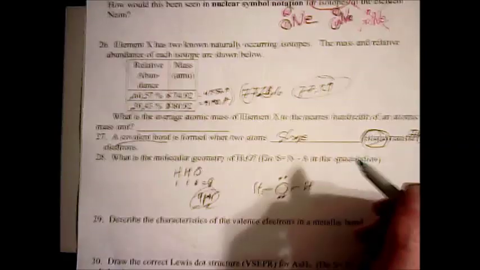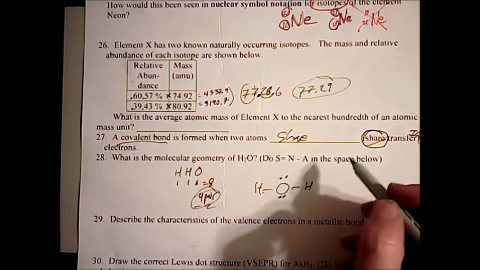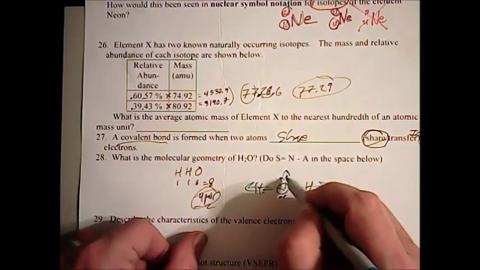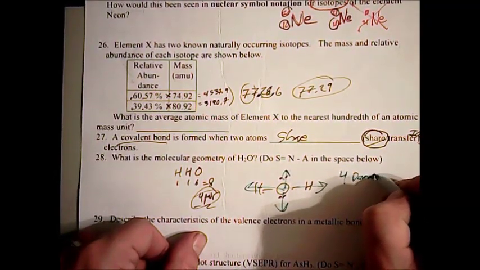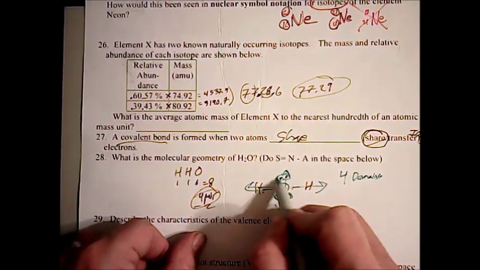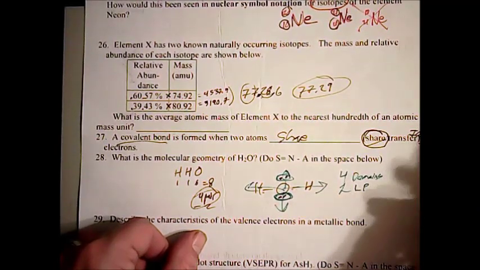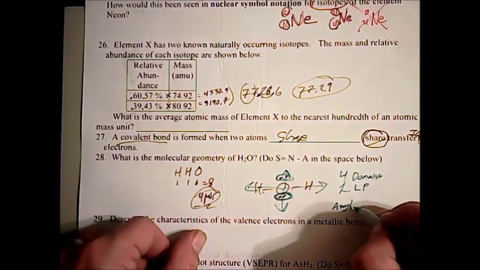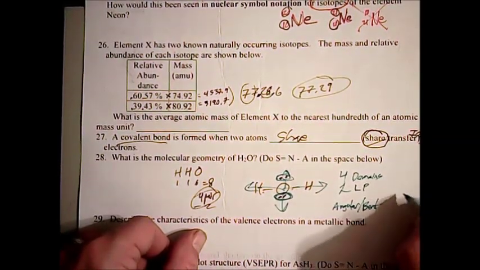And now we have to look at the number of domains. So how many directions do things point out? Well, one points out that way, one that way, one that way, and one that way. So we have four domains. How many of those domains are lone pairs? Well, there's one and there's another. So we have two lone pairs. And if we look that up on our table, we'll see that that's called angular or bent. And that's exactly what it is.